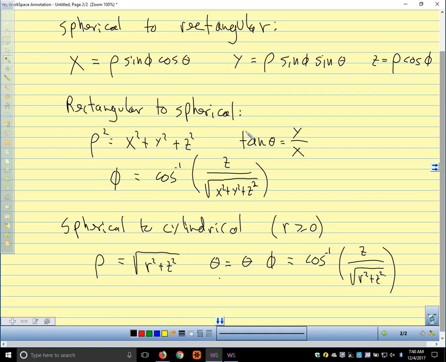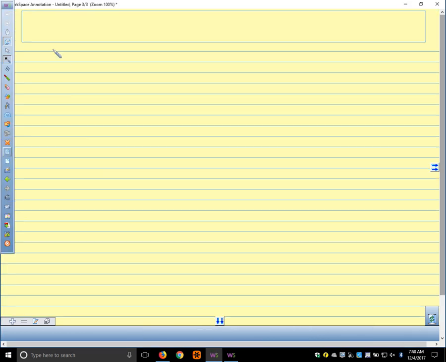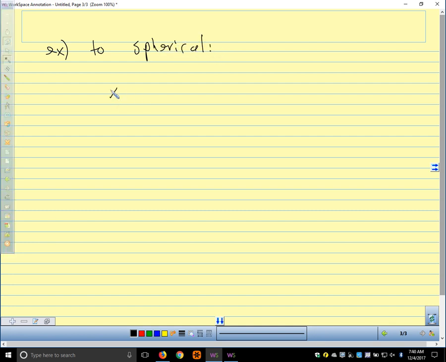I'm not going to spend time converting points from rectangular to spherical. We want to just jump in and start converting equations. We want to go to spherical. X squared plus y squared equals z squared.